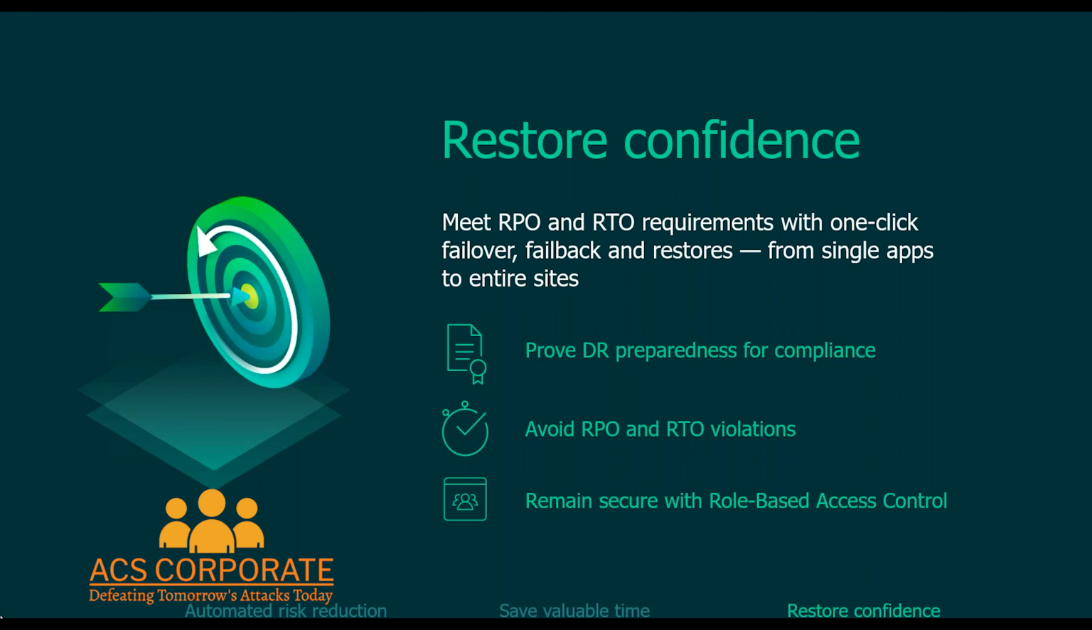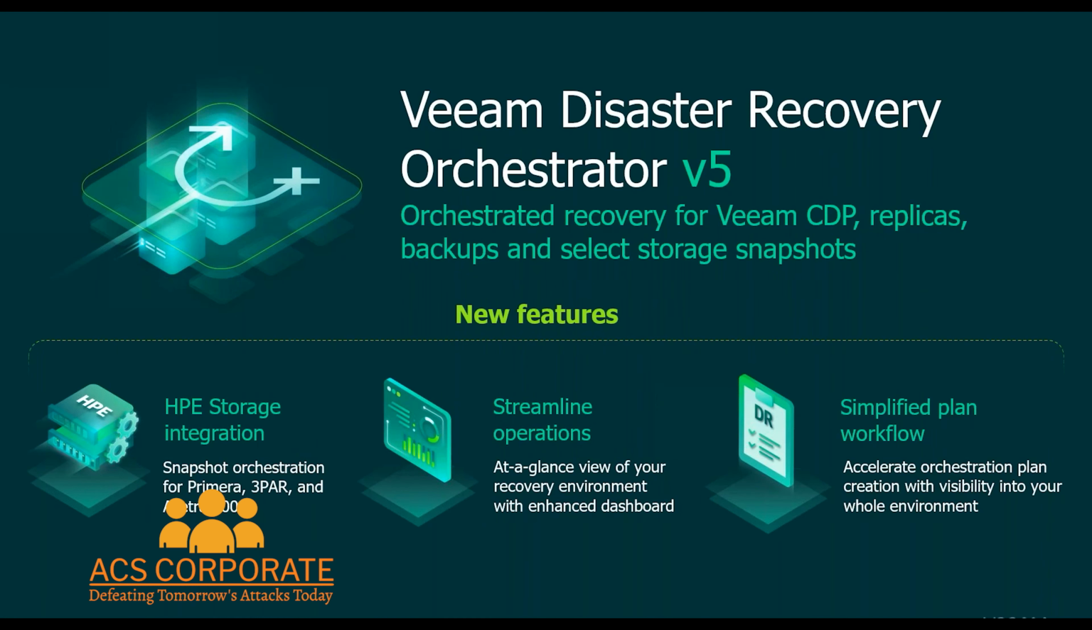So now that we've discussed these three core capabilities, let's talk about some of the key enhancements that have been introduced with version 5. So we have that HPE storage integration. This is going to allow you to orchestrate failover from HPE storage systems, leveraging that HPE native snapshot replication. It's going to help reduce any type of complexity when it comes to the recovery process.